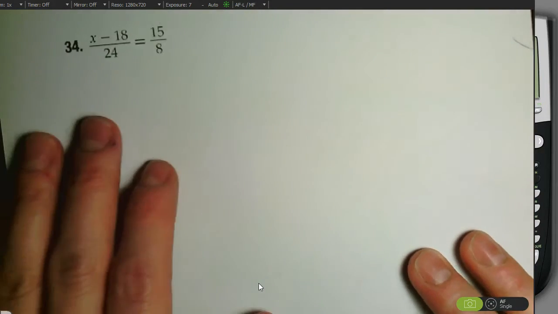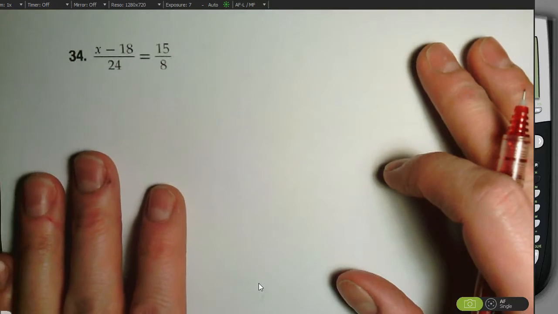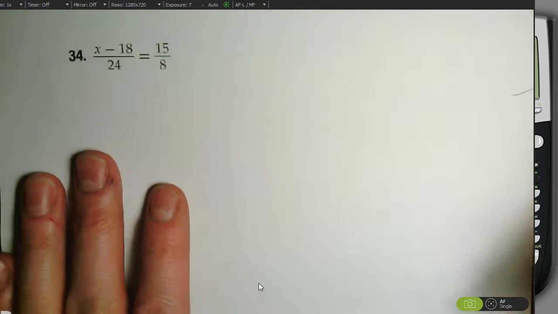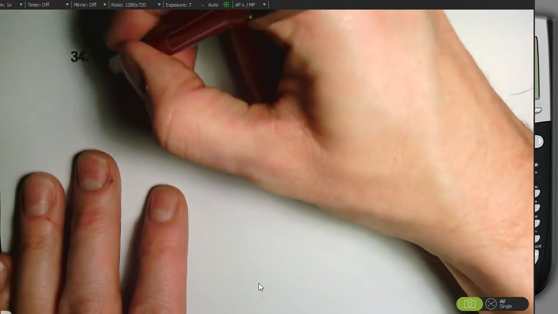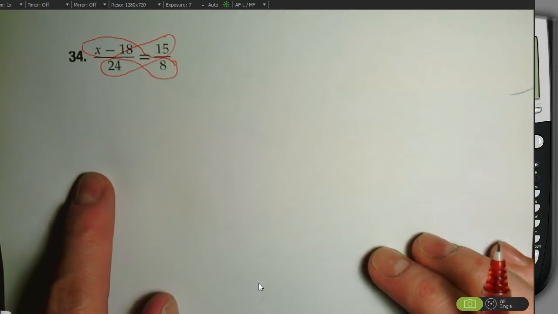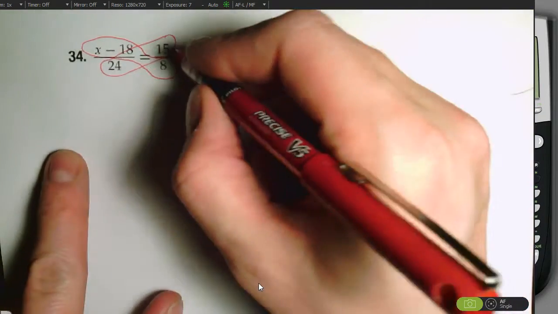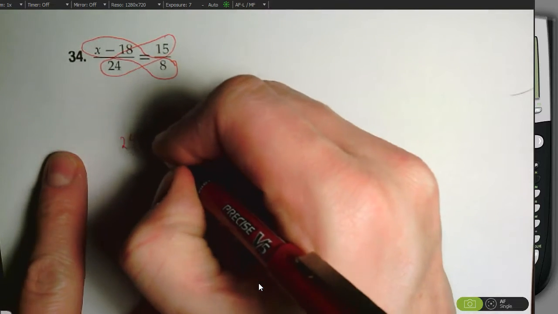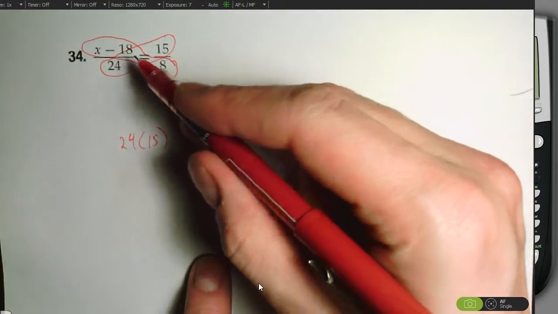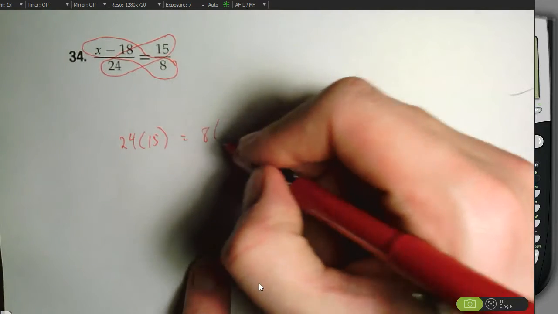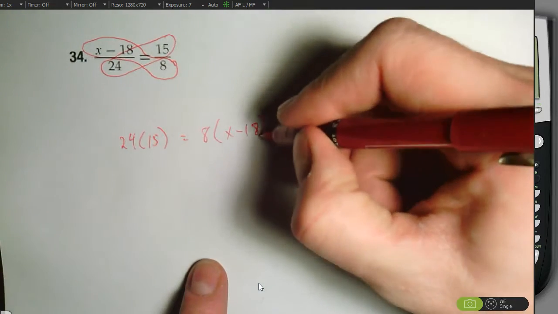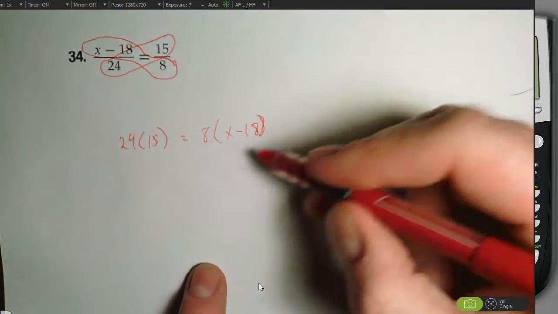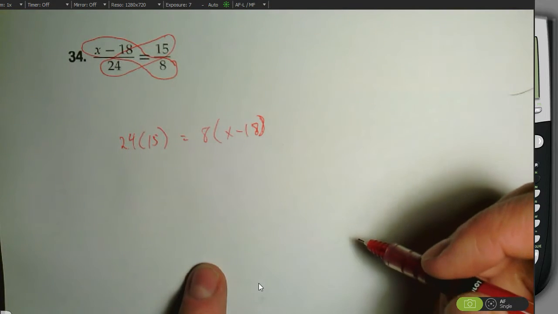Okay. Now the last problem we'll look at is problem 34 from homework, which is another proportion problem, but this one's a little more algebraic. There's no word problem here, it's just cross multiply and solve. So I'm going to cross multiply these two guys. The difference is, when I do this, I'm going to have 24 times 15, but then I'm going to have 8 times the quantity x minus 18. That makes the parentheses a little nicer. So I have 24 times 15, 8 times x minus 18.